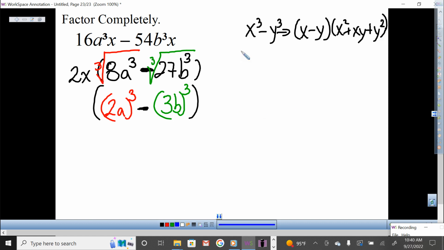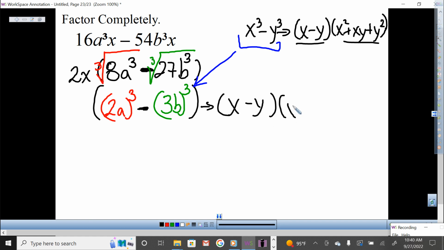So, this is a little bit different, but it looks just about the same. Does this look like that? Yes, okay. So that means we're going to write our factors. We got x minus y, x squared plus xy plus y squared. However, instead of x, what am I going to use, everyone? 2a, that is correct. And instead of y, what are we going to use, guys? 3b. So, let's substitute all that throughout.